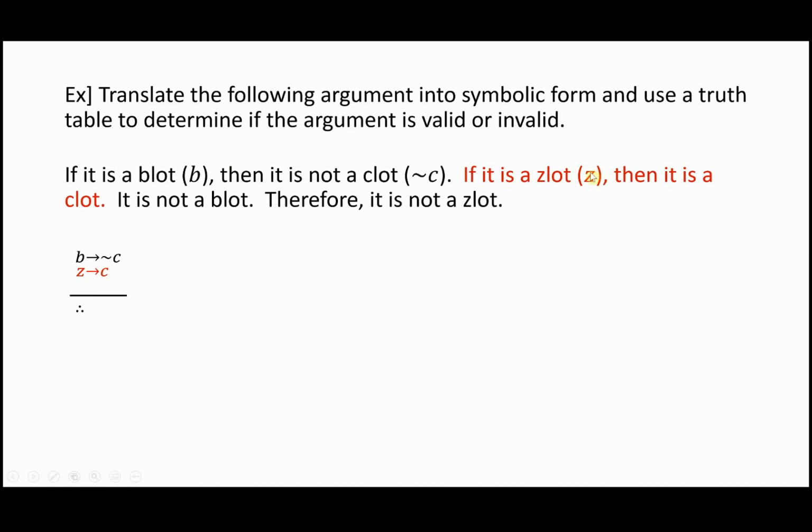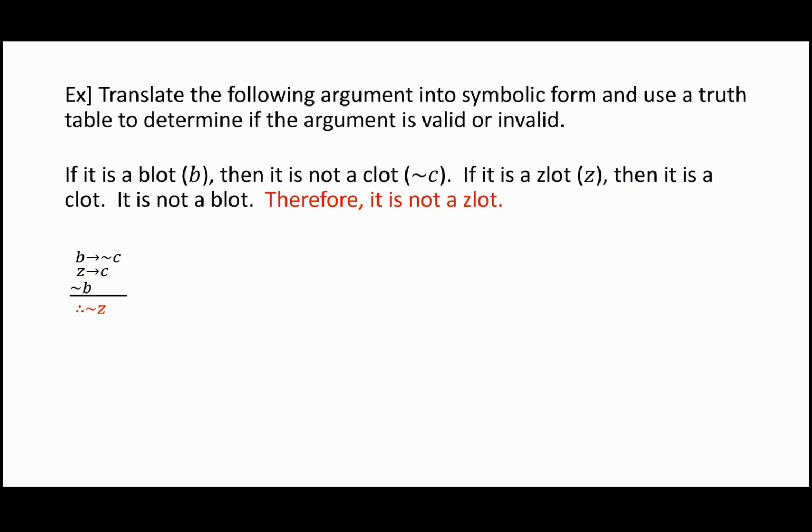The second premise is another conditional statement, and the antecedent is a new statement component, Z, but the consequent is an already established statement component, clot, which is already C. Now it's not tilde C for the second premise. Everyone hopefully is following that because there's no negation keyword there. There was a negation keyword in the first consequent using clot, but not here. The third premise is a negated B, right? Because it is not a blot. So therefore, it is not a zlot, tilde Z.